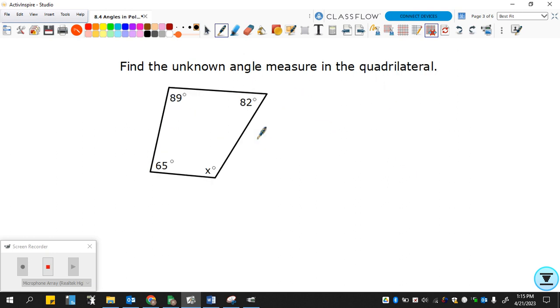For a quadrilateral, okay, we have to add up the existing angles that were given. So that's 82 and 89 and 65. And if we add those, 2 and 9 is 11, and 5 is 16. Carry the 1. 1 and 8 is 9, and 8 is 17, and 6 is 23. So it's 236.